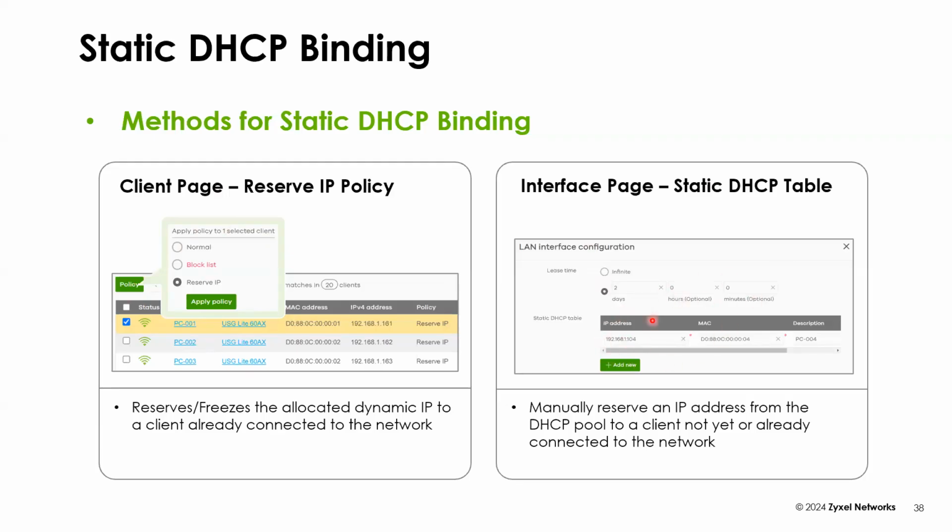Now, the downside of this is that you do have to know the MAC address for the device. So, you may have to go to the client page first, have it display MAC addresses for connected devices, and copy and paste that into your interface page. So this gives you more flexibility, but it's a little bit more manual process. The client page is the easier way to do it, but you have less flexibility.